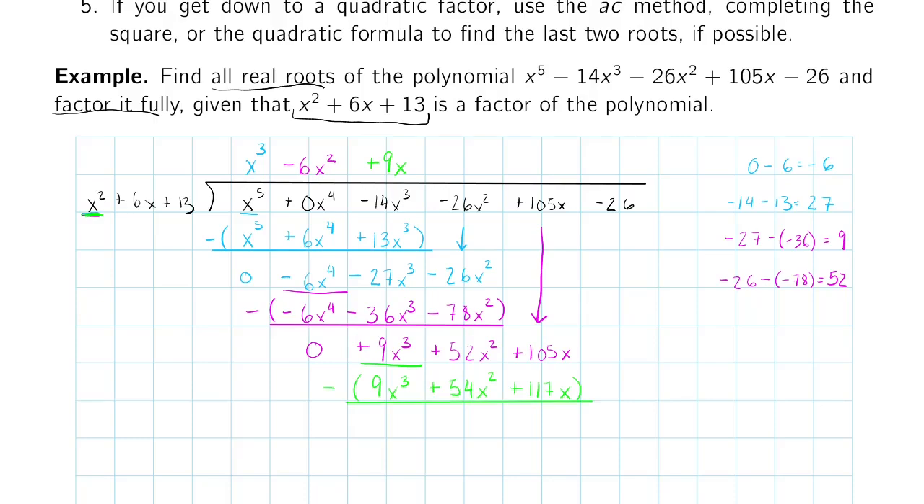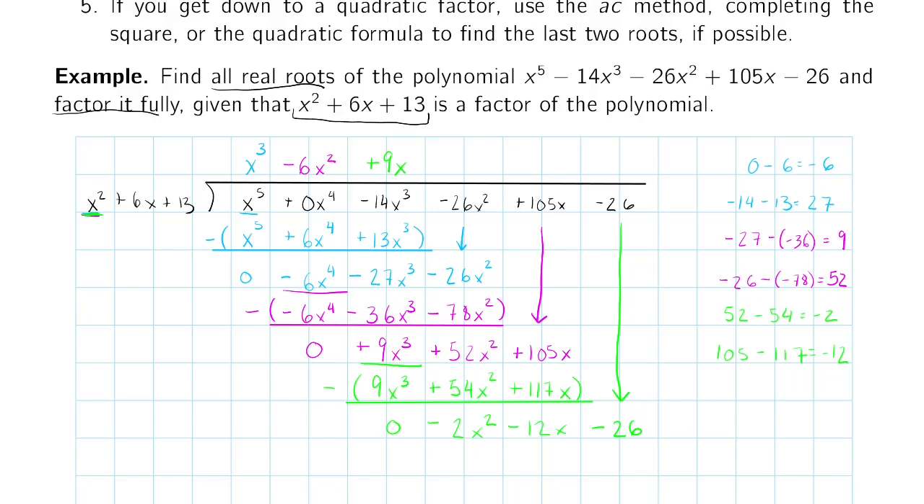Subtracting, we have 9 minus 9 is 0, of course. 52 minus 54 is negative 2. So we'll have negative 2x squared. And then 105 minus 117 is negative 12. So we'll have negative 12x. Oh, this isn't so bad. We'll bring down our minus 26. And it looks like these numbers are pretty okay.